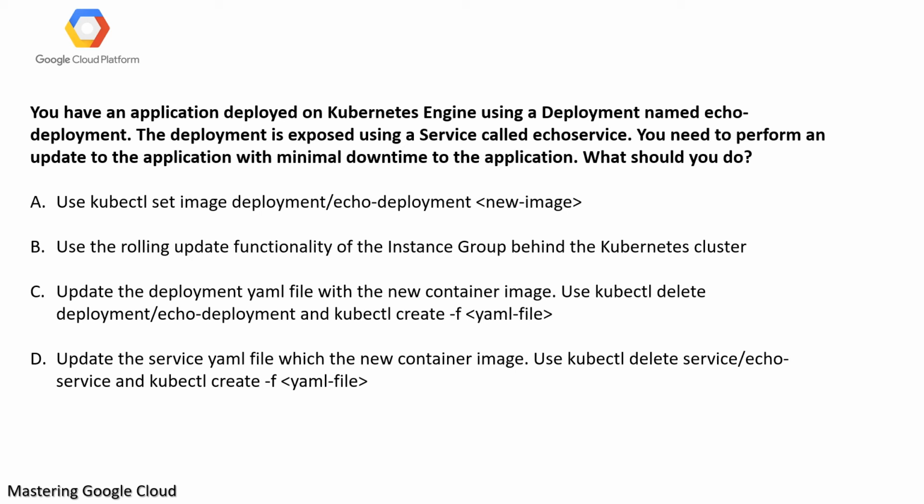You have an application deployed on Kubernetes Engine using a deployment named eco deployment. The deployment is exposed using the service called eco service. You need to perform an update to the application with minimum downtime. What should you do? You have 4 choices. The last 2 choices use a YAML file, which in my opinion is not the right choice. The first 2 choices are using the kubectl set image deployment command, and the rolling update functionality.